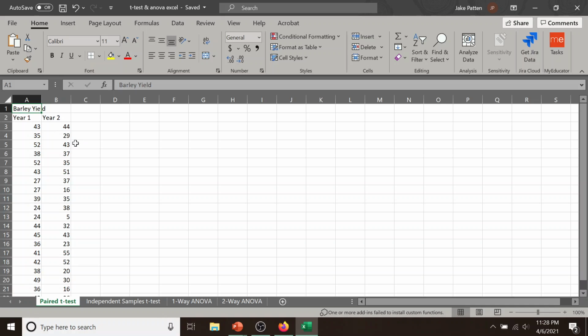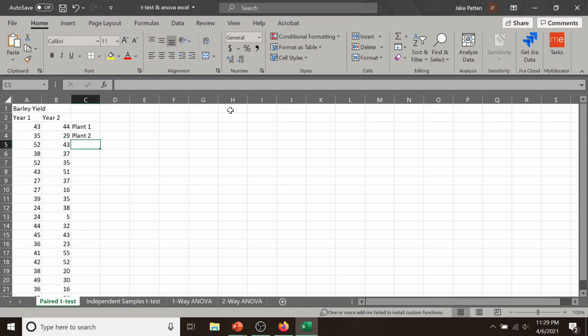We're looking at barley yield, good old William S. Gosset stuff here. We've got year 1 and year 2. So we're not looking at two different species of barley. This is the same plant. This is plant 1, and this is plant 2, and so on. So really we're just looking at, is there a difference between the two years? That's what we want to know. So this is a paired samples t-test, the same plant each time.